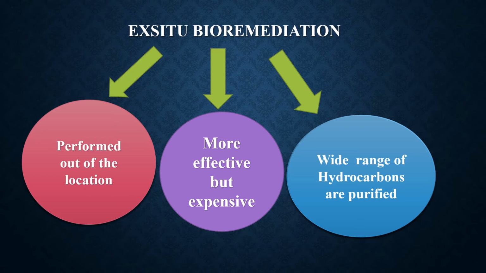Contaminants are excavated or pumped out from the original site and treated inside a controlled environment. A wide range of hydrocarbons is purified by ex situ bioremediation. Examples of ex situ bioremediation include land farming, composting, biopiles, and bioreactors.